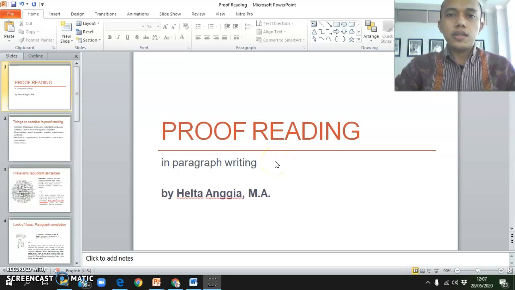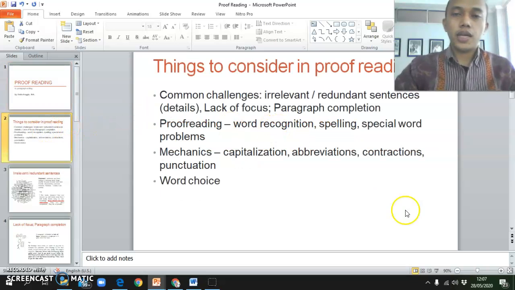Hello students. On this nice occasion, I would like to discuss with you proofreading. Proofreading is an activity that is usually done by the writer at the end of the writing process. Proofreading also includes an automatic skill that needs to be possessed by a writer in order to find or identify probable mistakes, shortcomings, and blemishes in writing paragraphs. Right? There are actually several things that we need to consider in doing proofreading.